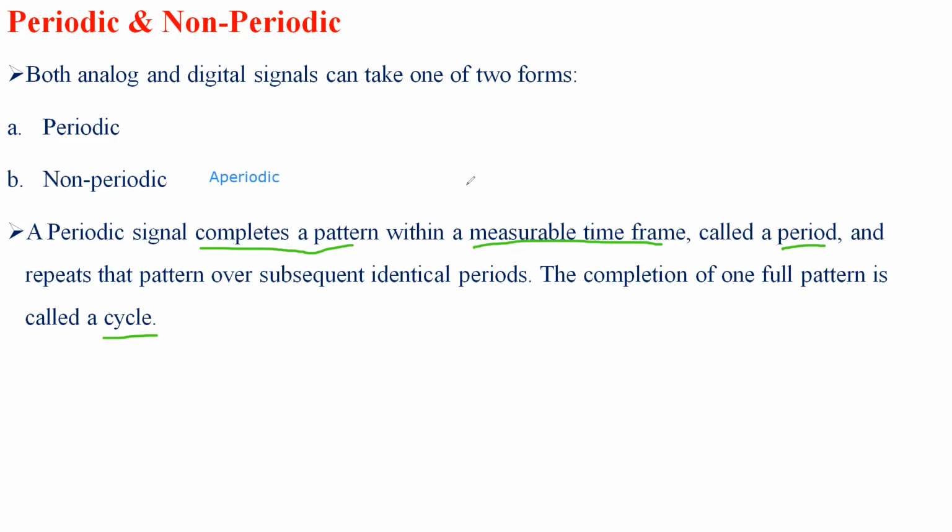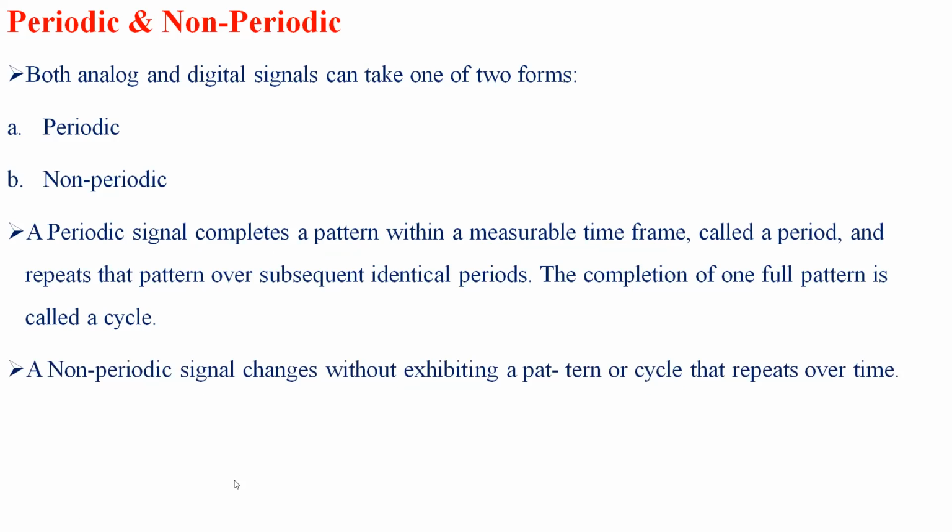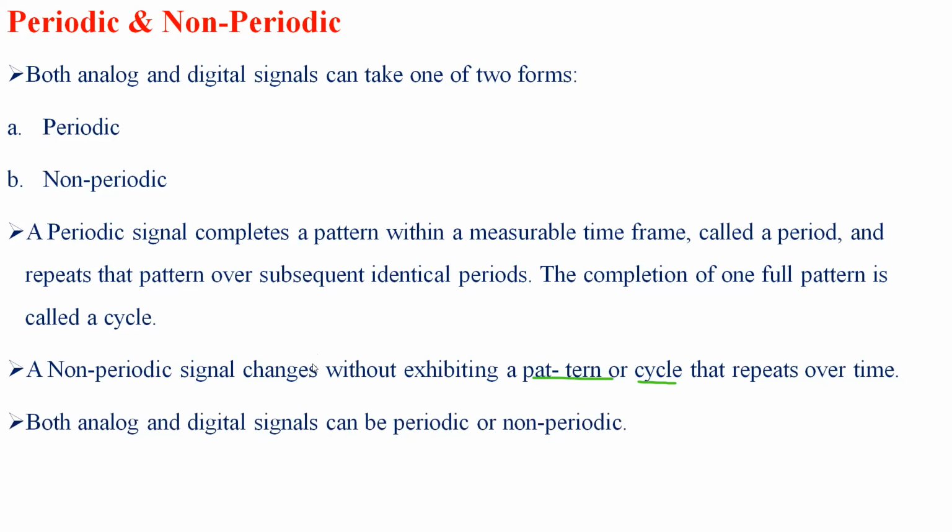So let's move on to discuss aperiodic signals. What do you mean by an aperiodic signal? A non-periodic or aperiodic signal changes without exhibiting a pattern or a cycle. It never exhibits any particular pattern that repeats over a period of time. It eventually changes. Both analog and digital signals can be periodic as well as non-periodic.